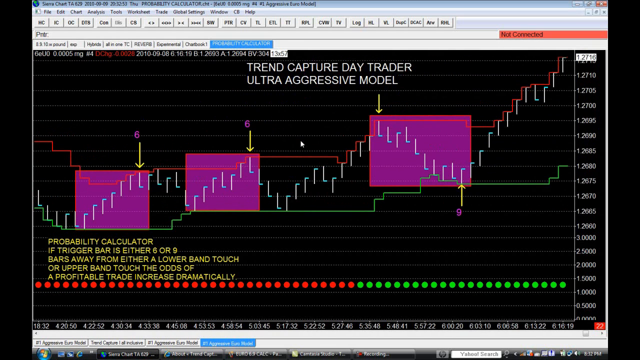Here's another situation, 6 bars from the touch to the trigger, and that was decent. That was about 15 ticks, 13 to 15 ticks.